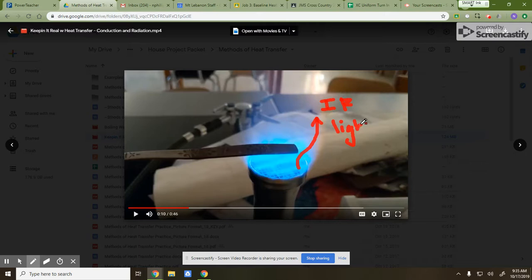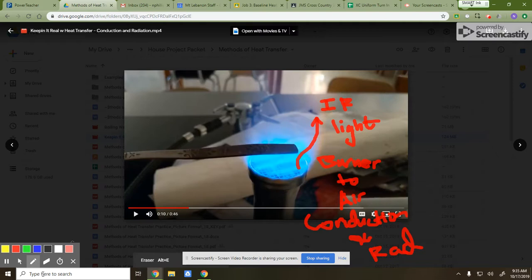Okay, so it's transferring heat to the air. Burner to air. What method or methods of heat transfer is that? Conduction and radiation. Conduction and rad. Rad. You're rad. You ride a skateboard.